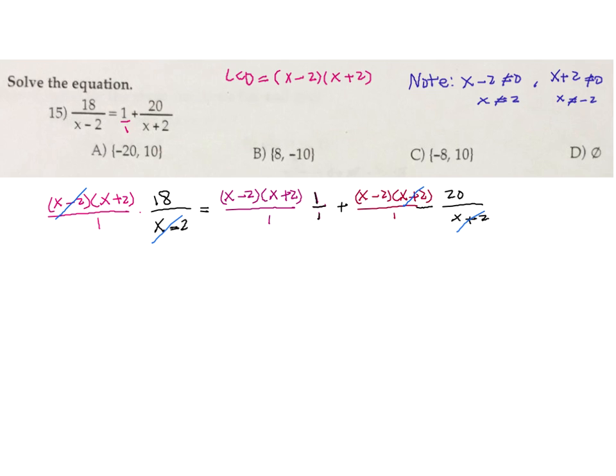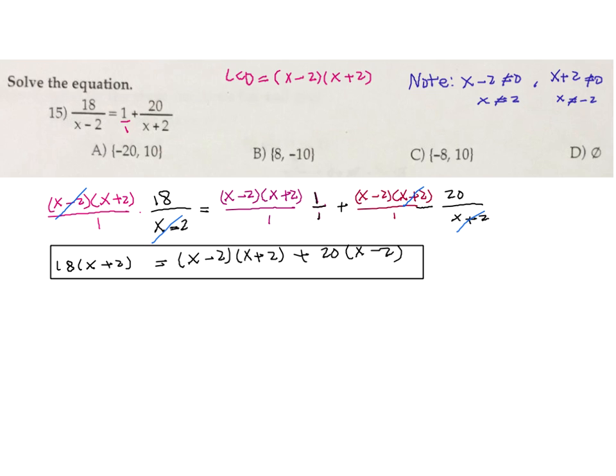And x plus 2 over x plus 2 turns to 1. So what do I get for the first term, anyone? What do we get for the first term? 18 times x plus 2, very good. Equal to, what's the second term? X minus 2 times x plus 2. And the last term, 20 times x plus 2. You notice that I don't have any fractions anymore, right?